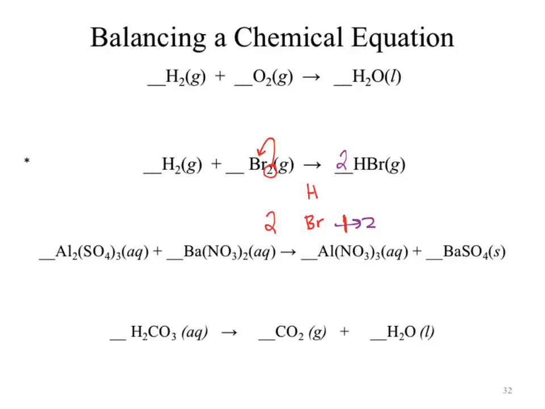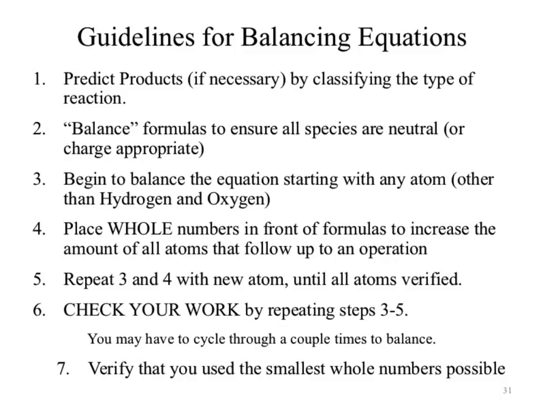Okay. How many hydrogens do I have on the left? Two. How many hydrogens on the right? Two. Why is it two on the right and not one? Oh, because you already put the coefficient there. The two applies through to both things, whatever's immediately after. So we have two and two. What does that mean? It's balanced. Okay. If we go back to the rules that I listed here, you see rule six says check your work by repeating steps three through five.